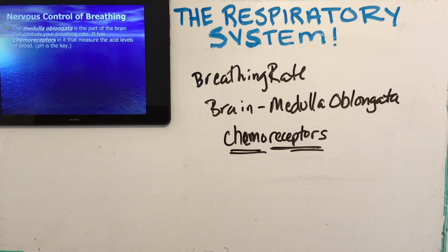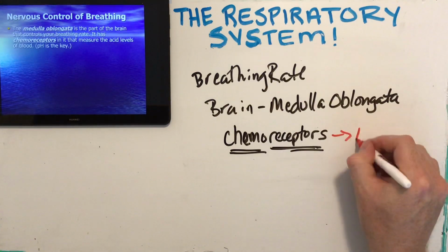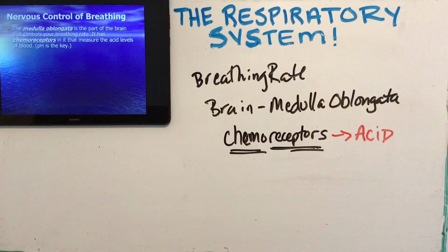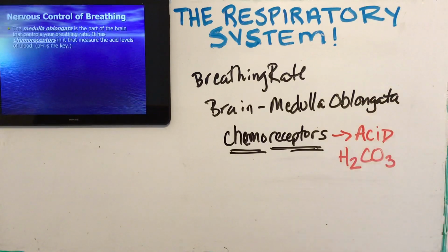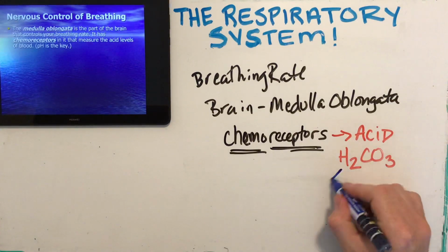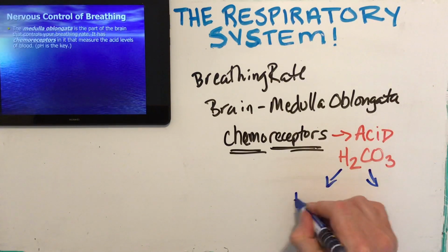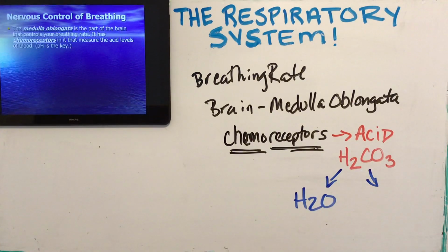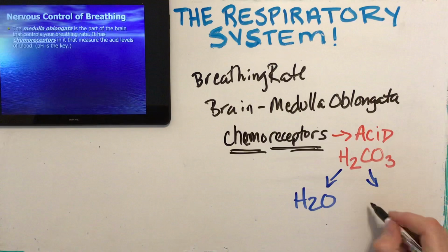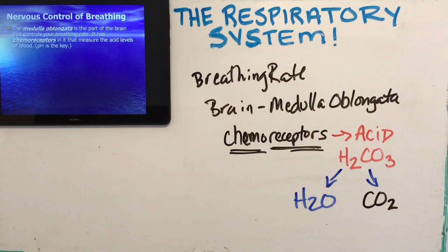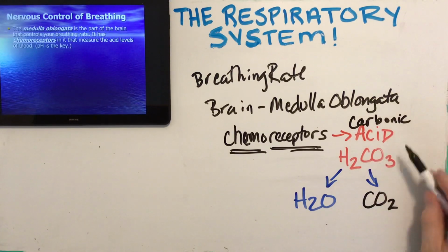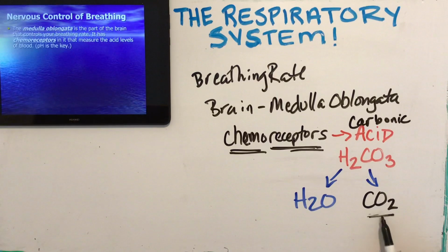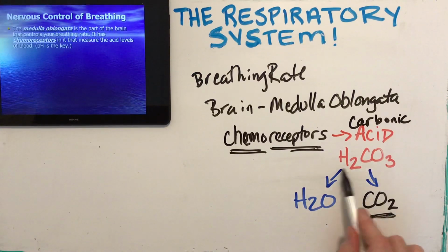And I'll put that in red because acids turn litmus paper red. These chemoreceptors look after an acid. And the acid they monitor is carbonic acid, H2CO3. Now, how we form carbonic acid. If I break this down, there's two substances involved. One of them is water. The other one is CO2. So by monitoring the carbonic acid levels, I'm really monitoring CO2 levels because I need CO2 to make the carbonic acid.